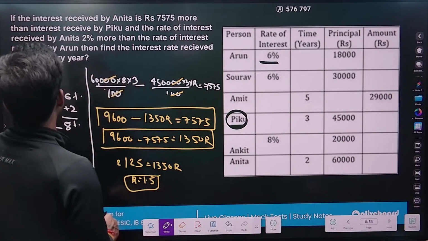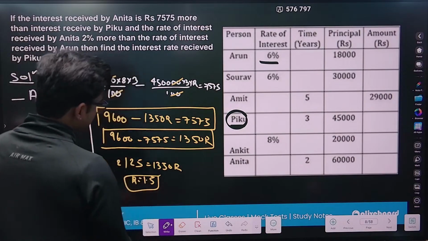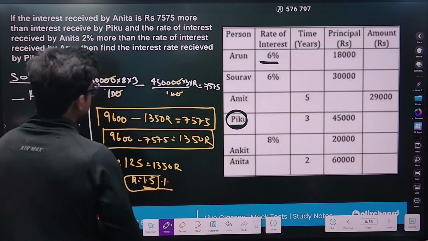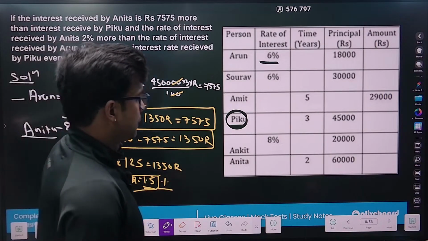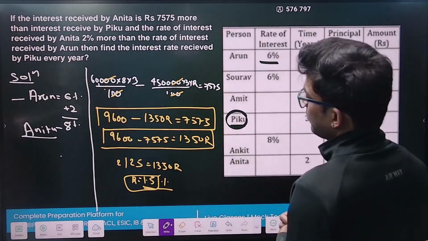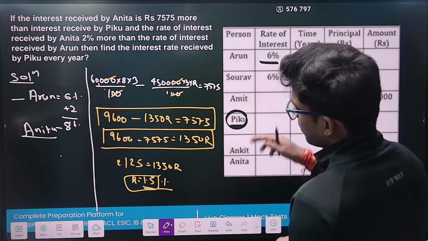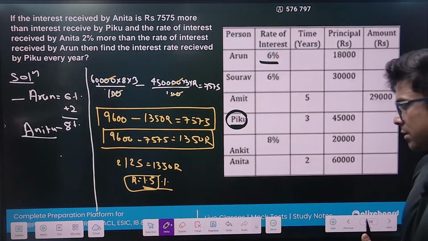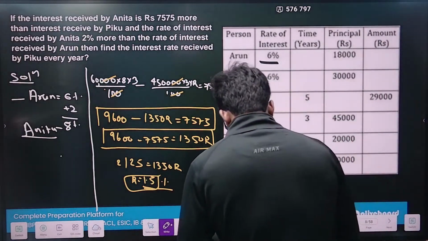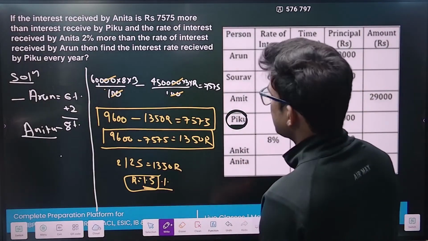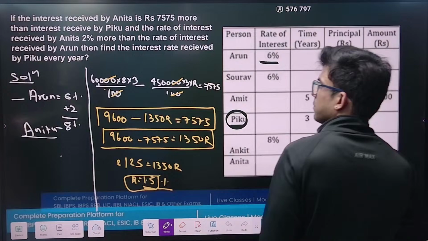Find the interest rate received by Piku every year. So every year Piku is receiving 1.5% interest. Correct? Now, is there anything else we can do? We can also do this verbally, because I have solved every step. You might be seeing how we have solved every step. This may be done verbally as well. Not too hard a question. It is easy, guys. Trendy one. Try this.